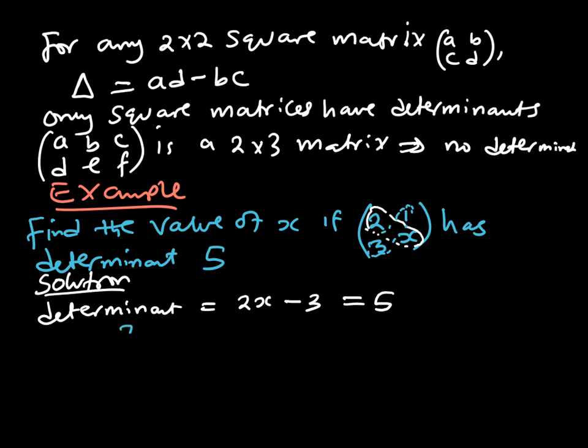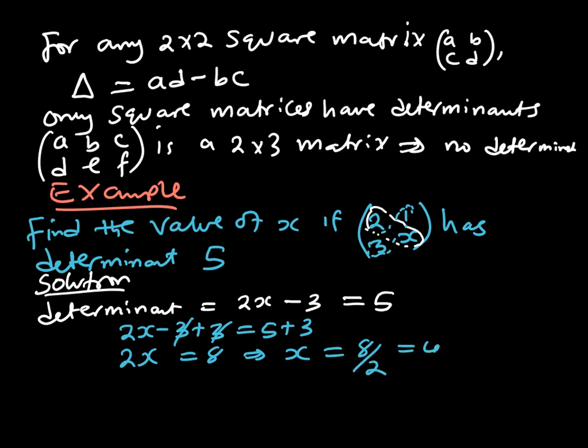So next, if you have 2x minus 3, to take this negative 3 to the other side, you have to add. 2x will be equal to 5 plus 3, and then 2x will be equal to 8, meaning that my x is 8 divided by 2, which is equal to 4. Therefore, x is equal to 4. We have solved for x using the concept of determinants.